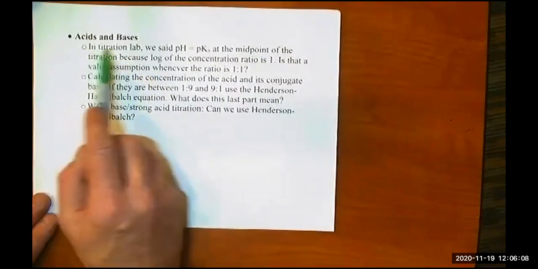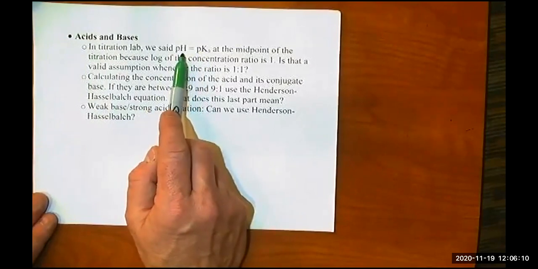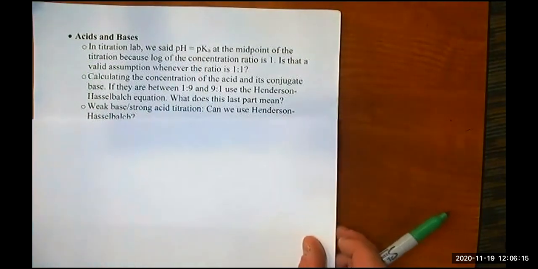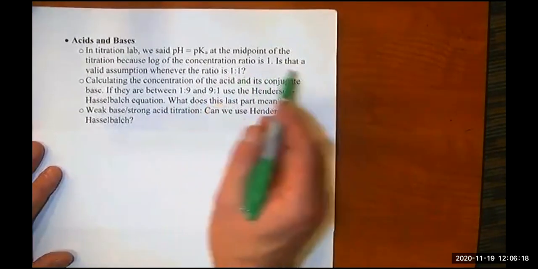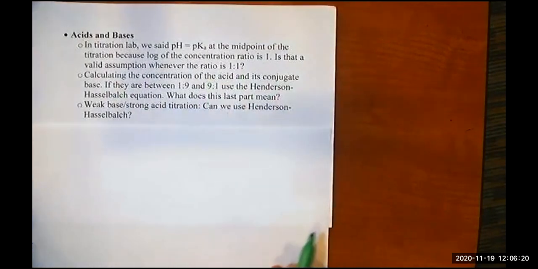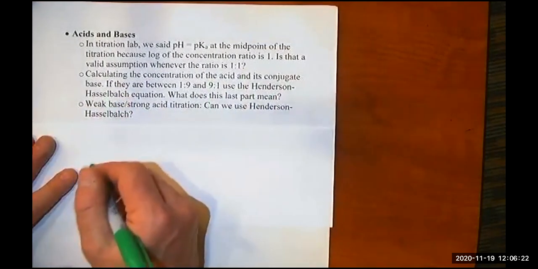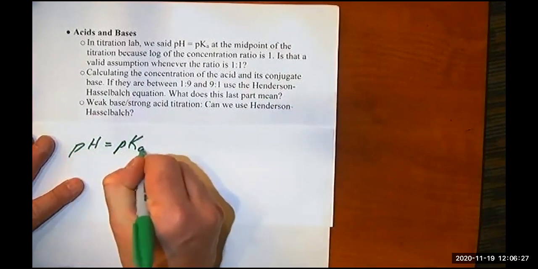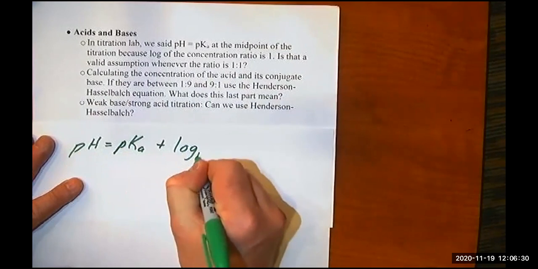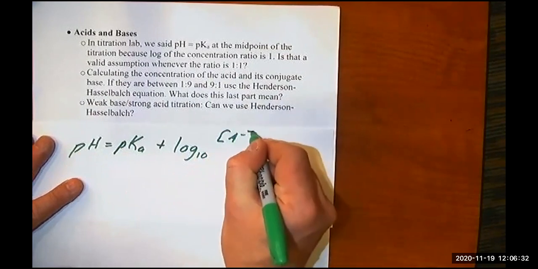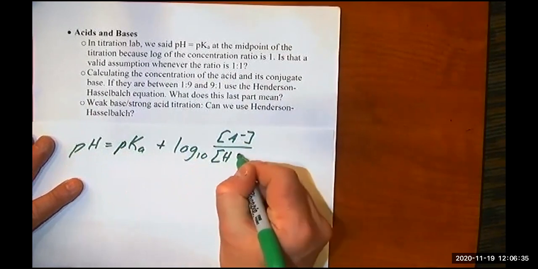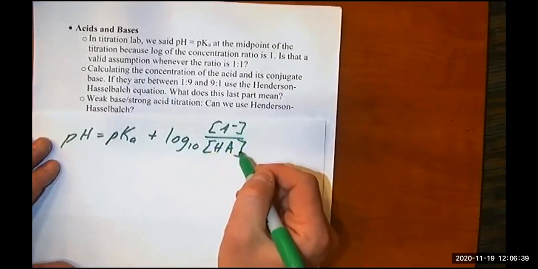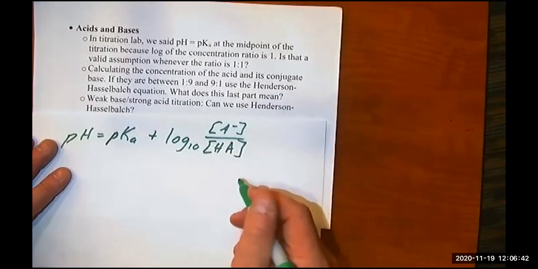So one of them was that in the titration lab, we had said that pH equals pKa at the midpoint of the titration because the log of the concentration ratio is 1. And the question is, is this a valid assumption whenever the ratio is 1 to 1? So this is based on the Henderson-Hasselbalch equation, where pH equals pKa plus the log base 10 of the concentration of A minus over concentration of HA. And when these two concentrations are the same, this ratio becomes 1.